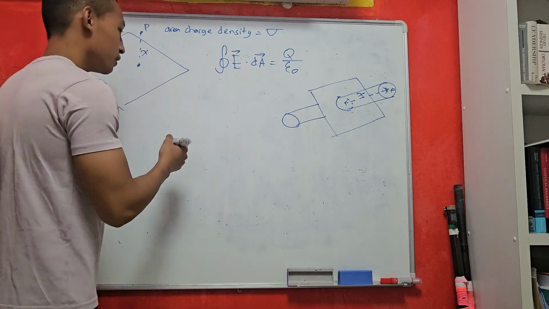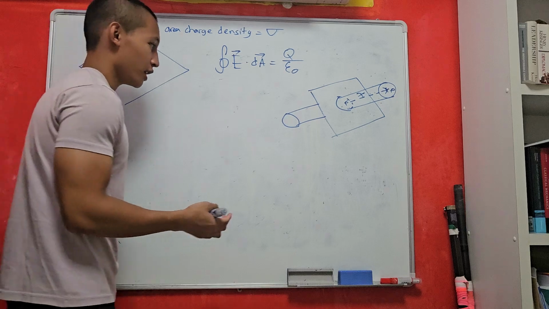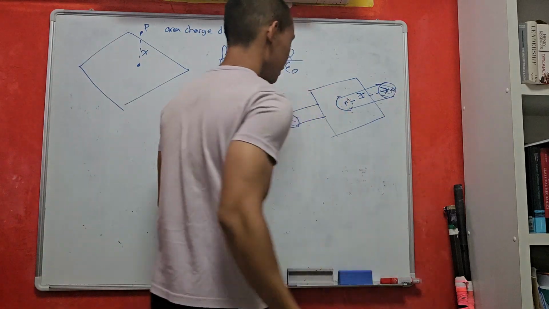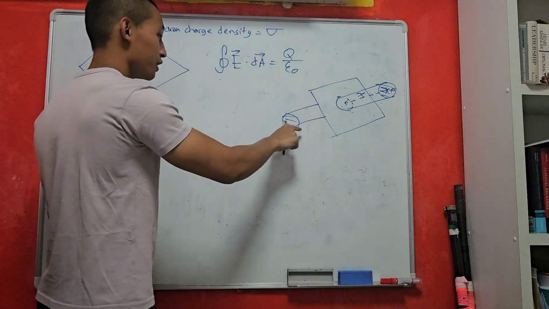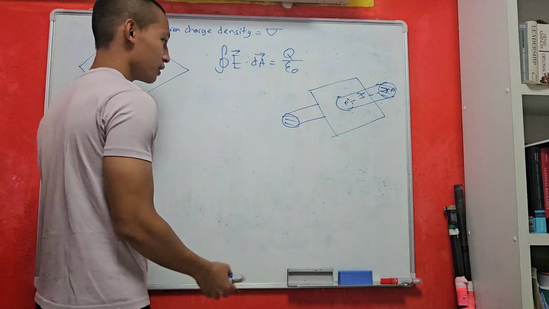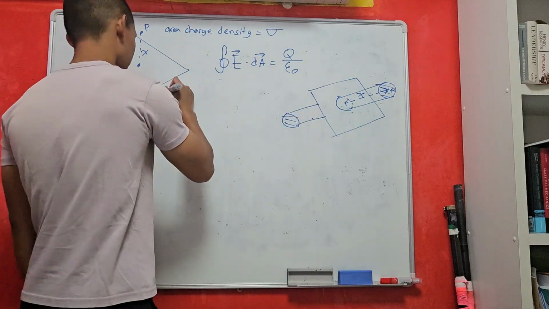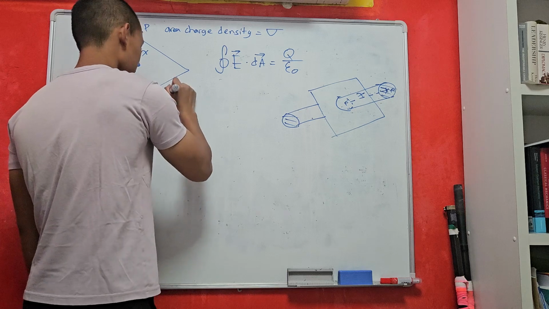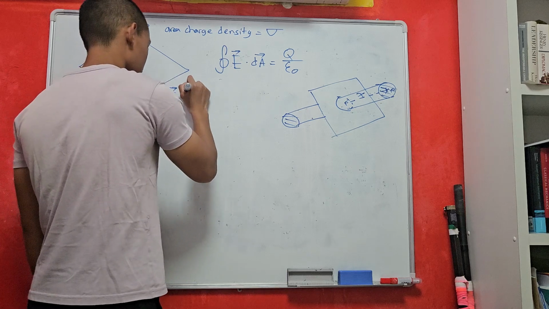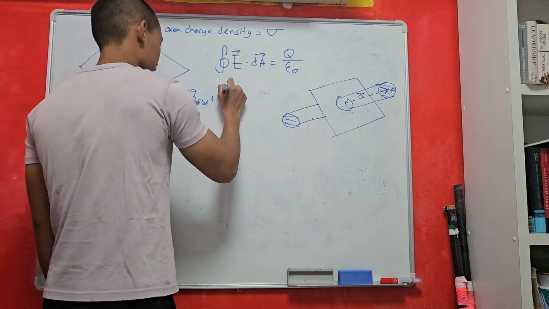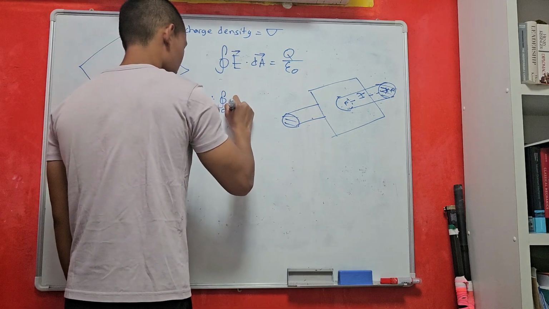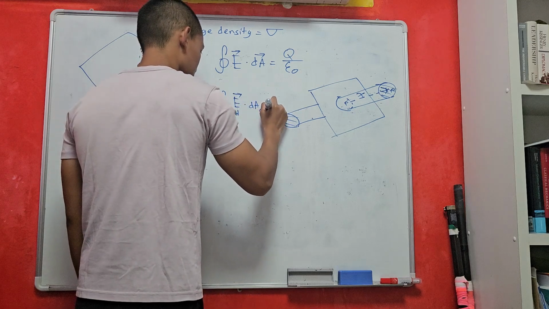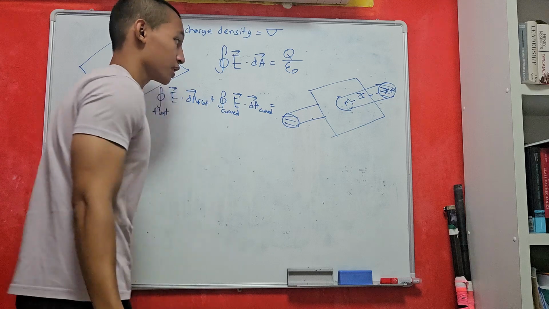And how are we going to write that down? We actually have to consider that there are two kinds of surfaces here. The first is the flat surface, okay? And the second is actually the curved surface, because it is a cylinder, right? So this is the curved surface. So it's simply just the closed surface integral of the flat surface plus the closed surface integral of the curved surface. And this is equal to the total charge enclosed by it.